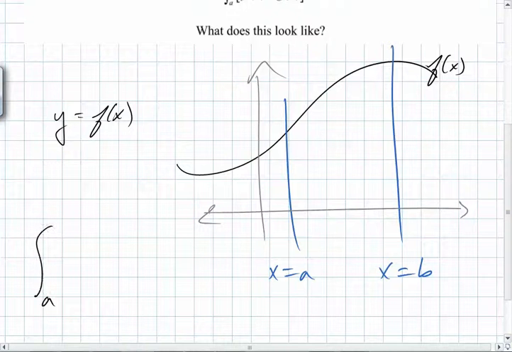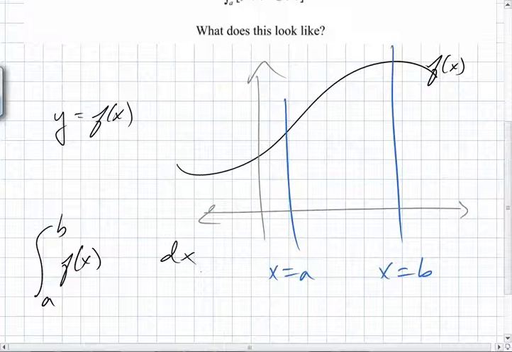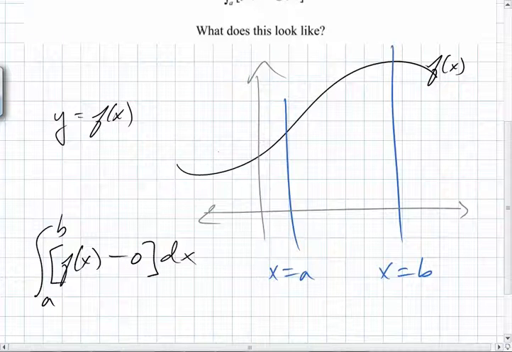It's the integral from a to b of f of x dx, correct? Or f of x minus 0. Exactly. What you're actually doing is this. You are subtracting that lower function from it. Yes. So for example, could I introduce a g function? Sure. I could take g, and here's g.